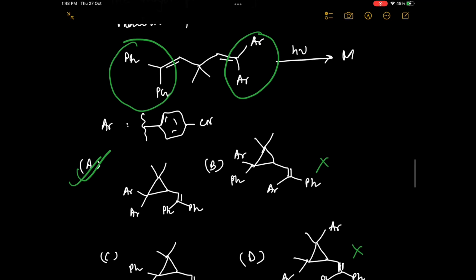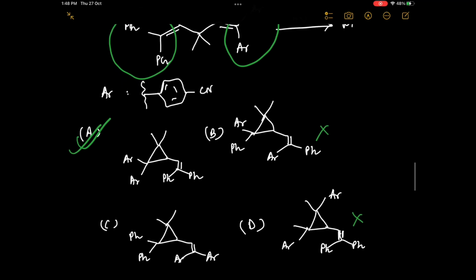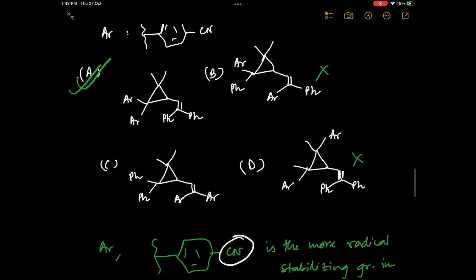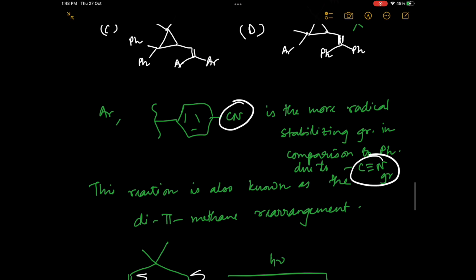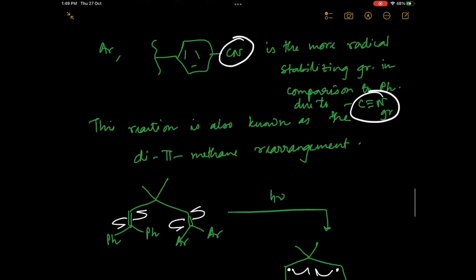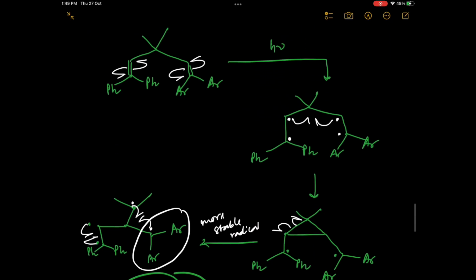The aryl group has been given as the cyanobenzene group. As you can see, in the initial steps of solving this question, we can eliminate option B and option D, because they do not have the 2 aryl or 2 phenyl groups on 1 carbon atom. Next we see that there is this cyanobenzene group, which is more radical stabilizing in comparison to phenyl, and this reaction is the name reaction known as the di-pi-methane rearrangement. You can find it in any standard organic chemistry book.